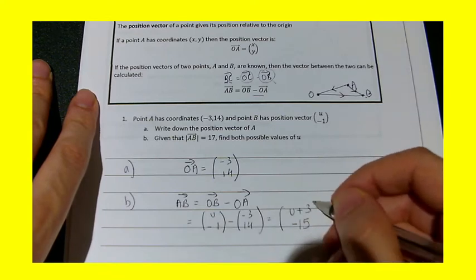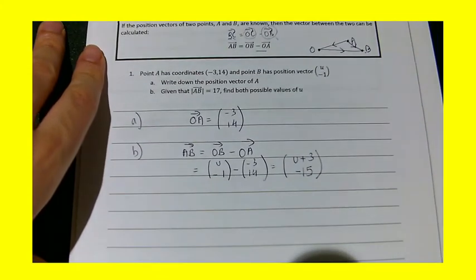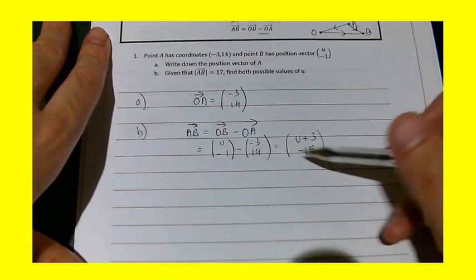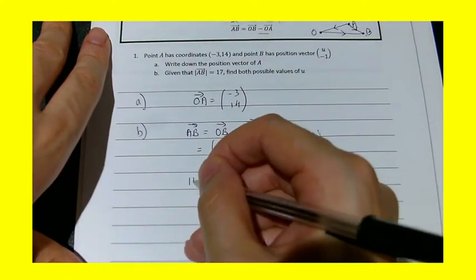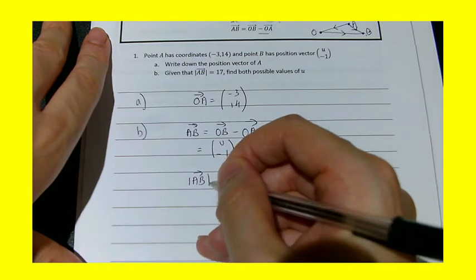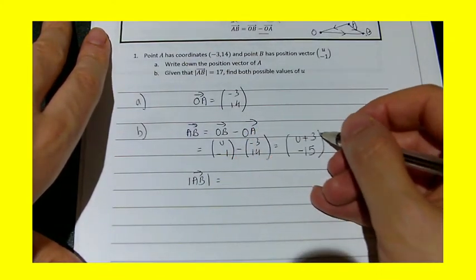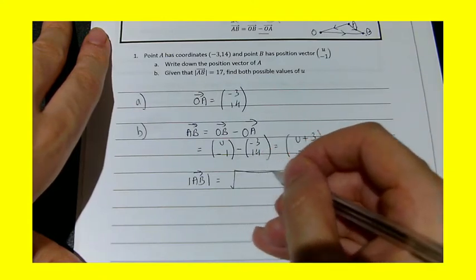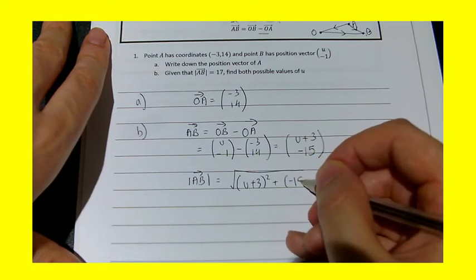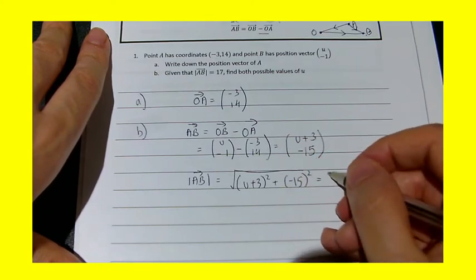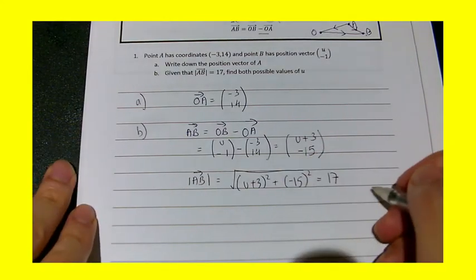minus 15. Now remember, what was the question actually telling us? The question was telling us that the magnitude of this A to B is equal to 17, and using that we have to find U. So magnitude is there. And how do you find the magnitude of a vector? We do this squared plus that squared. You square both sides.